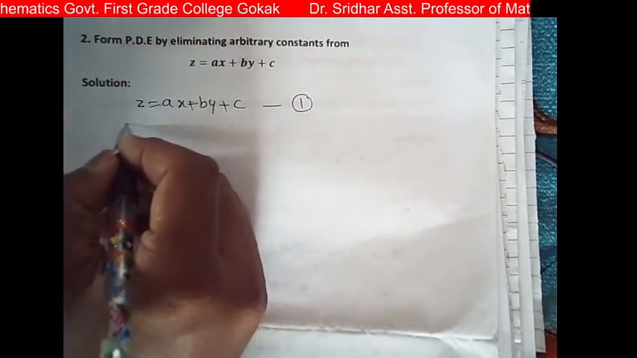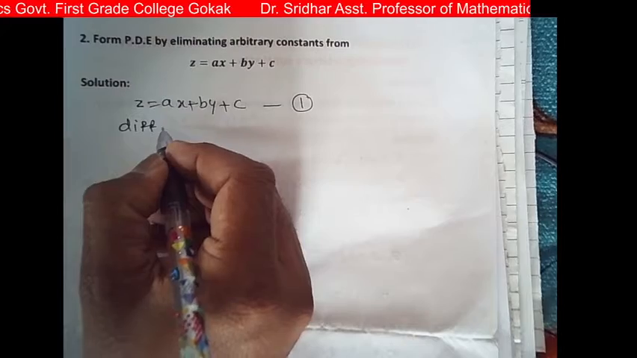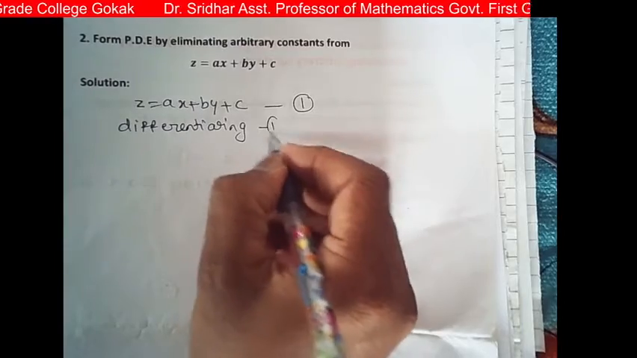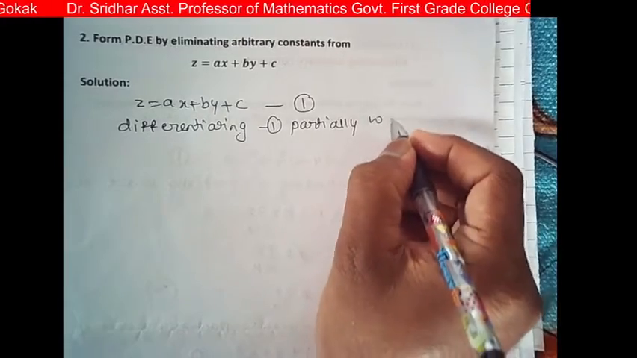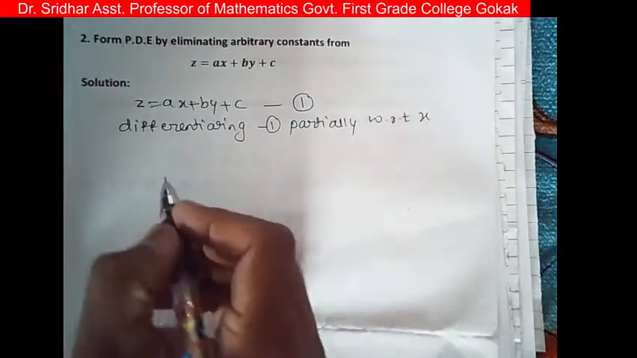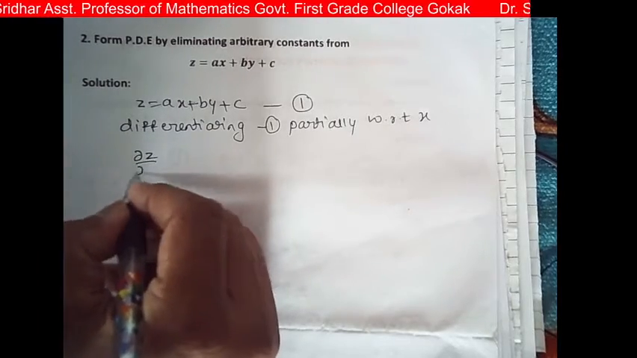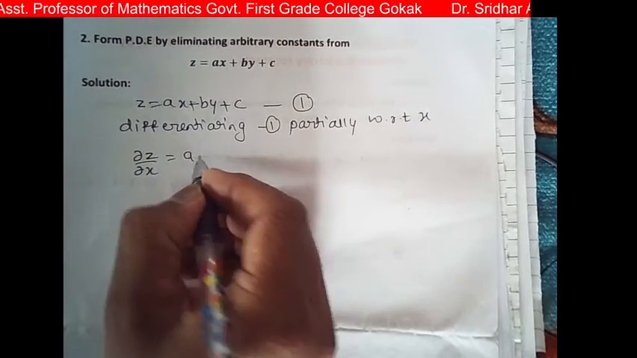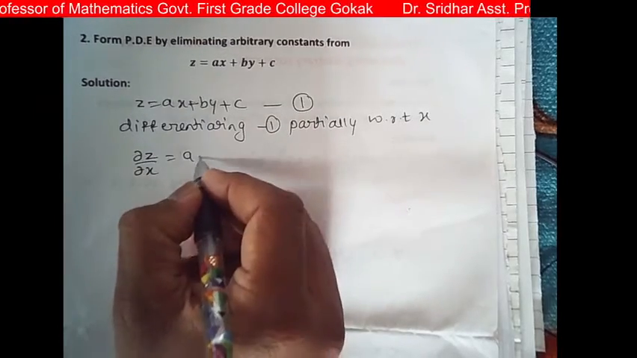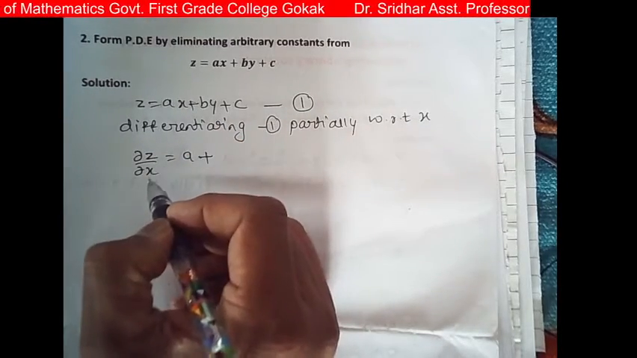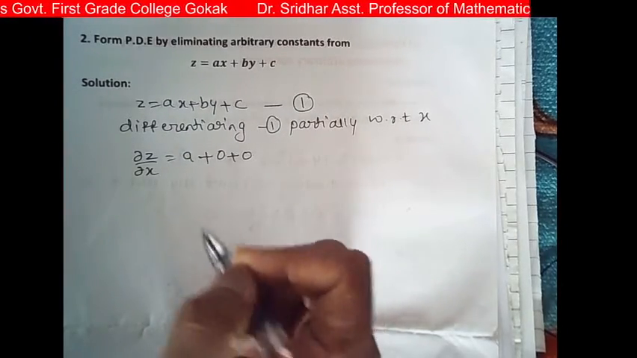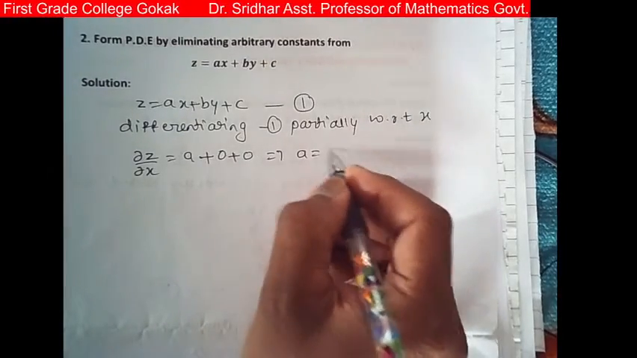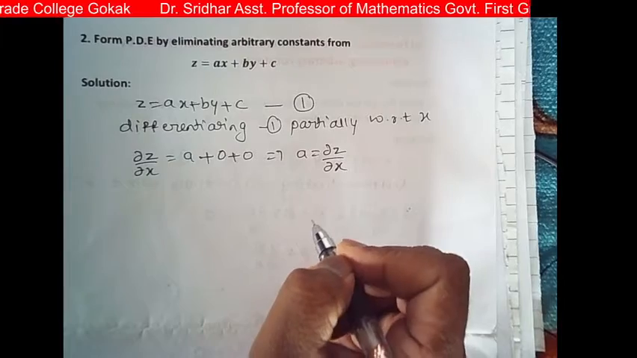Again apply the same technique, differentiating equation 1 partially with respect to x. So we obtain dou z by dou x equal to a, differentiation of x with respect to x is 1, and plus, while differentiating with respect to x, y is treated as constant, this is 0 and this is 0. Okay, so which implies a is equal to dou z by dou x.